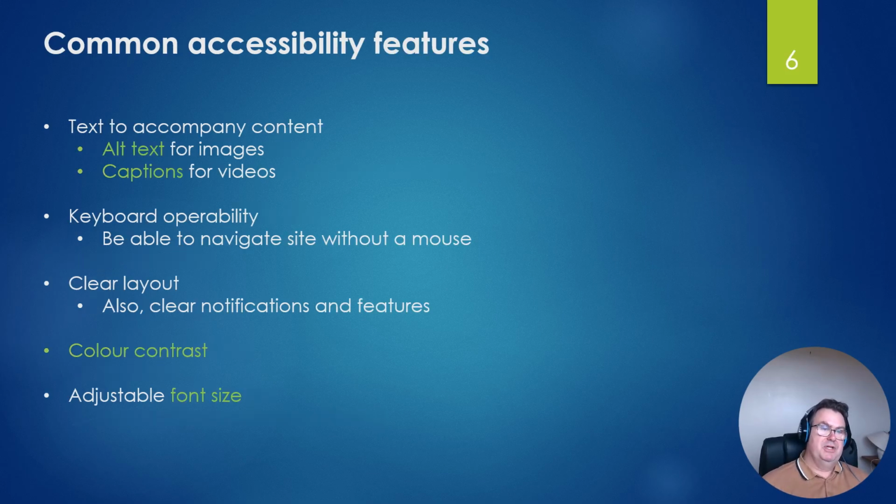Common accessibility features include the provision of extra text. You could have alternative text for images. So instead of a picture being displayed, a blind person using a screen reader might be able to utilize the alternative text by having it read out to them.